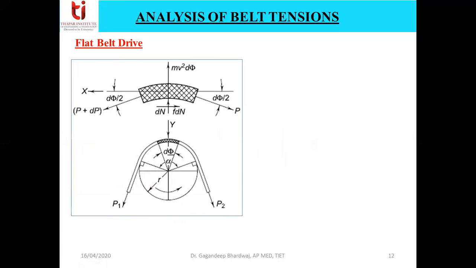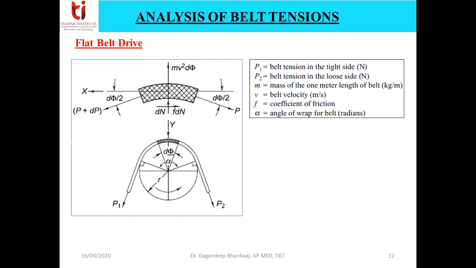So in case of flat belt drive, this is how we will analyze the power transmission. Analysis of belt drive. In flat belt drive, P1 is the belt tension in the tight side, P2 is the belt tension in the loose side of the pulley, and m is the mass of 1 meter length of belt, that is kg per meter. V is the velocity of belt, f is the coefficient of friction, alpha is the angle of wrap for belt.